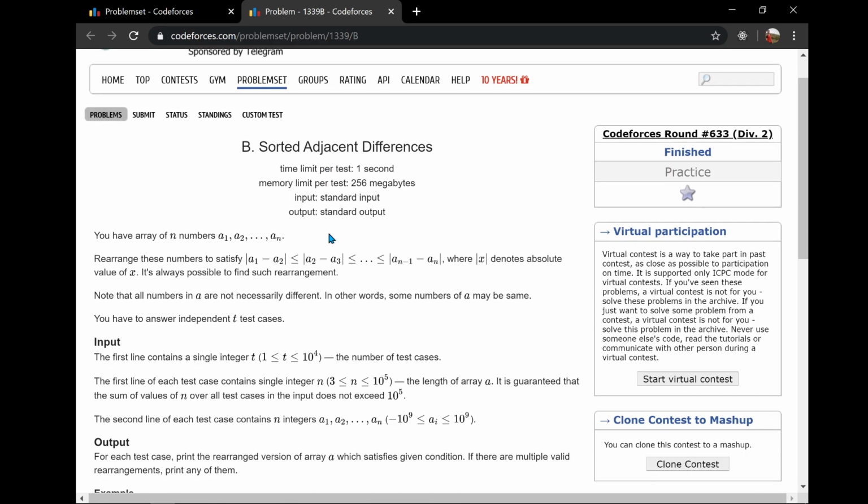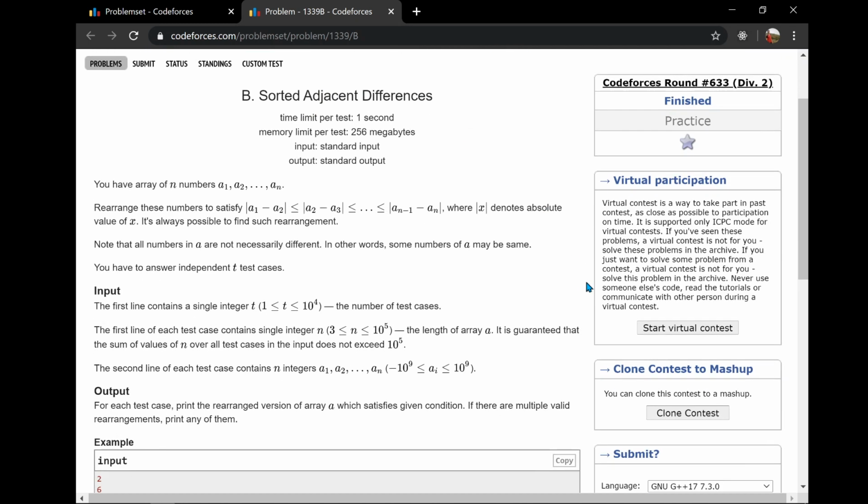So hey guys, today I will be trying this Codeforces 1339B problem, sorted adjacent edge differences.